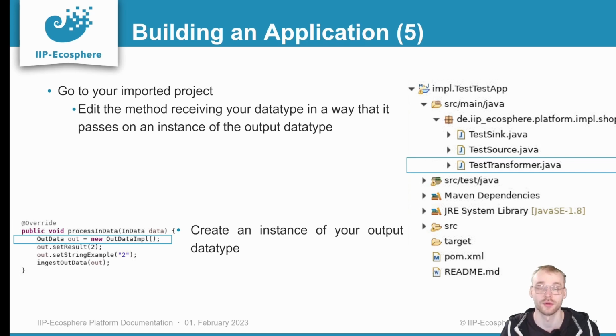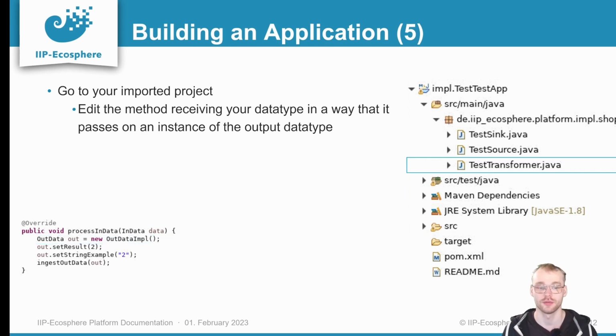To create functionalities for our transformer service, we add the method receiving the data from the source service or from the previous service. This will always be process followed by the data type that's needed. In this case, process in data, this is what the source service passes on. To add functionality to our transformer, we add the method receiving the in data type, in this case the out data type of the service before this one. So process in data in this case.